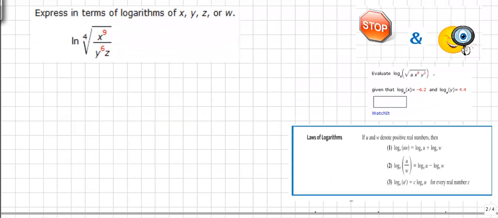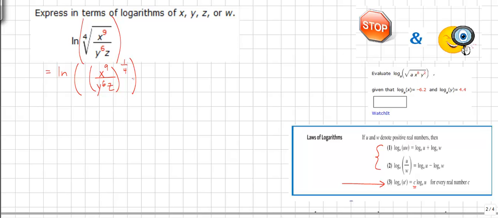Here's a similar question. Express in terms of logs x, y, z, or w, natural log of the fourth root of the quotient x to the ninth divided by y to the sixth times z. Notice your rules of logs are recapped for you. Notice that the first two rules of logarithms operate without a coefficient in front of the logs, so the third rule of logs is actually the one that you always apply first to go backwards. So if I want to break this apart, the first thing I notice is that I can write the fourth root of this quotient as the quotient to the 1/4 exponent.